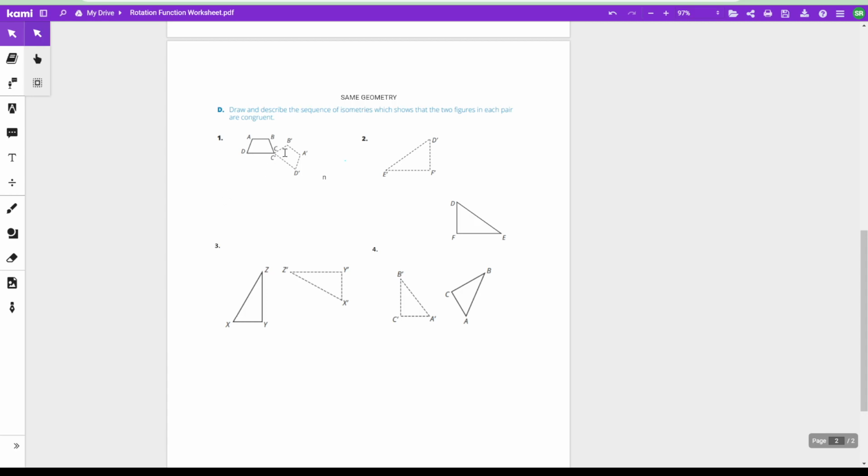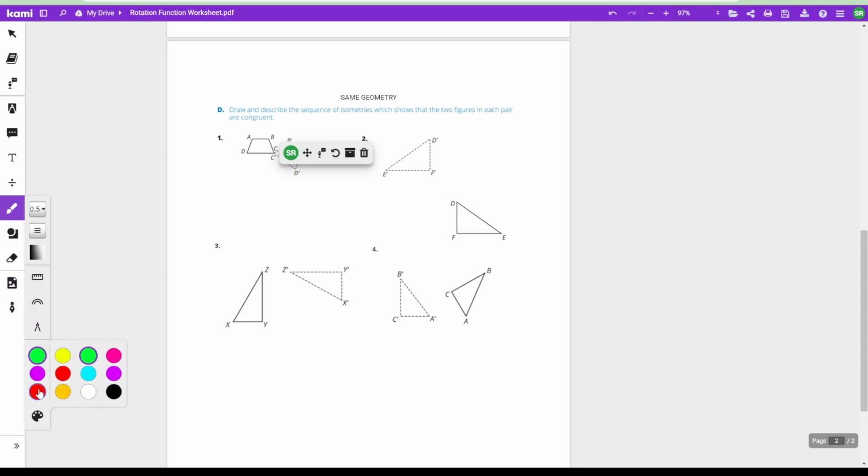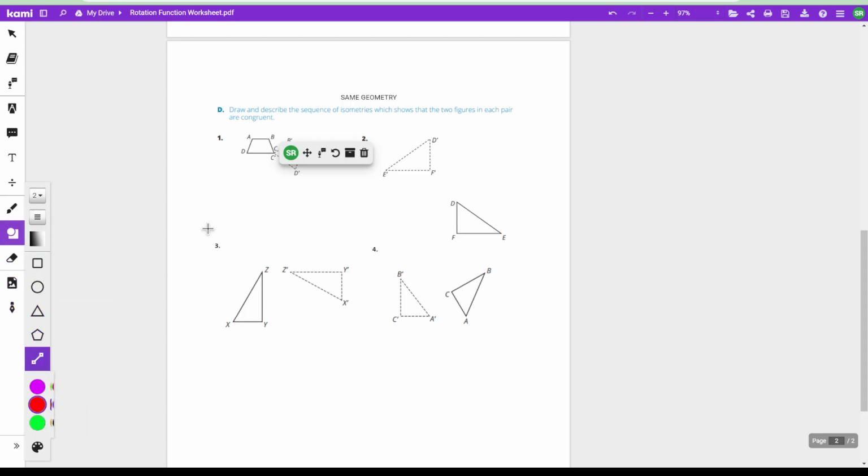So let's see. What kind of transformations do we think took A, B, C, D onto our image over here? Well, you might be looking at this and you might say, well, that looks to me like a rotation. And so let's think about that. If we were to rotate A, B, C, D in this direction, what would that look like? Well, we can sketch it in. It should probably look something like this, right?